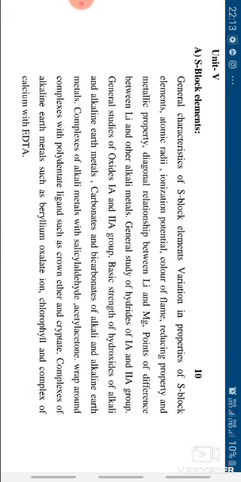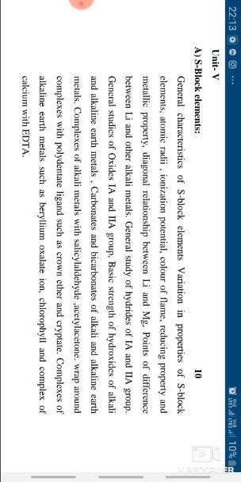In that we will see the general characteristics of S block elements and the variation of properties in the period and group. The properties studied are atomic radii, ionization potential, color of flame, reducing property, and metallic property, and then we will see the diagonal relationship between lithium and magnesium.